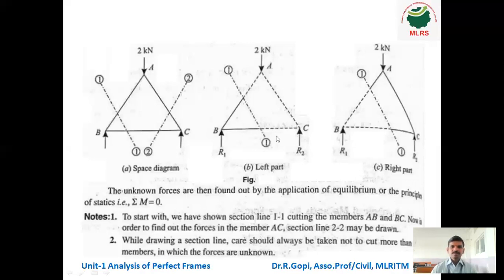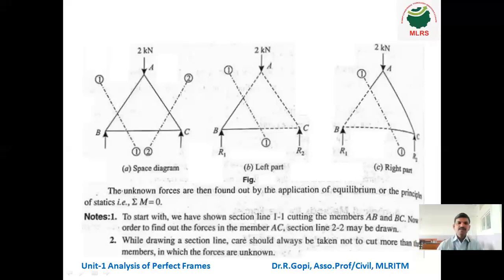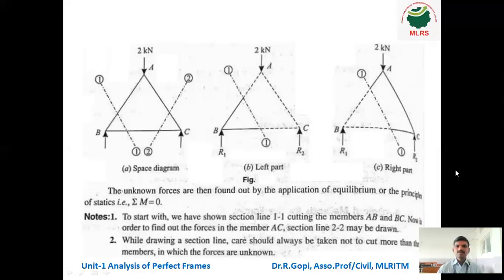Next, suppose I want to know the forces in the member CA, which means a section line 2-2 should cut here. While drawing a section line, care should always be taken not to cut more than 3 members in which the forces are unknown. So the limit is maximum 3 members.